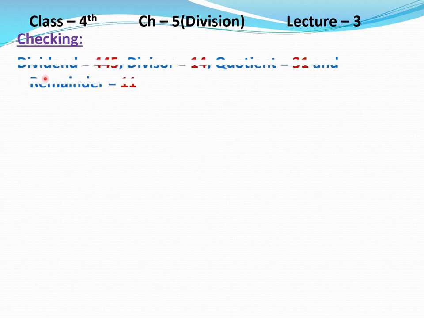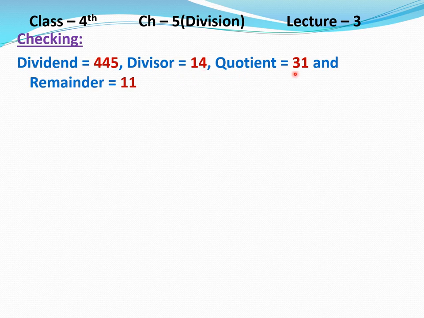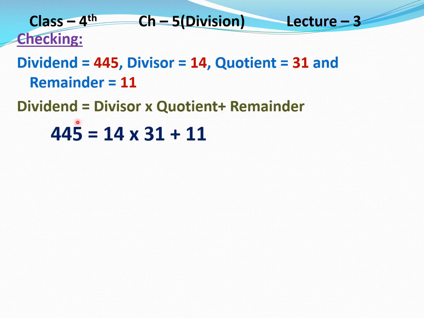Now see. Dividend equal to 445. Divisor equal to 14. Quotient equal to 31 and remainder equal to 11. Now write down: dividend equal to divisor multiply quotient plus remainder. 445 equal to 14 multiply 31 plus 11.